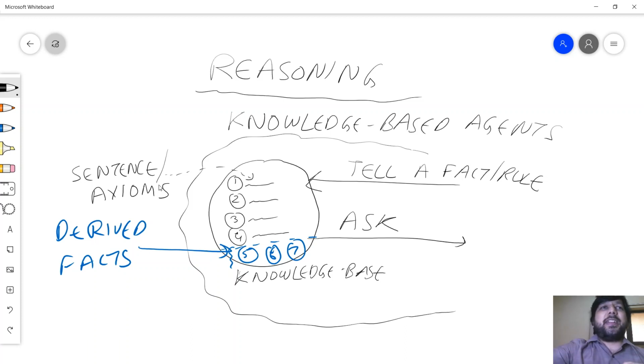I'll give you another quick definition, which is that from a programming sense, we've looked at something which is called procedural programming.